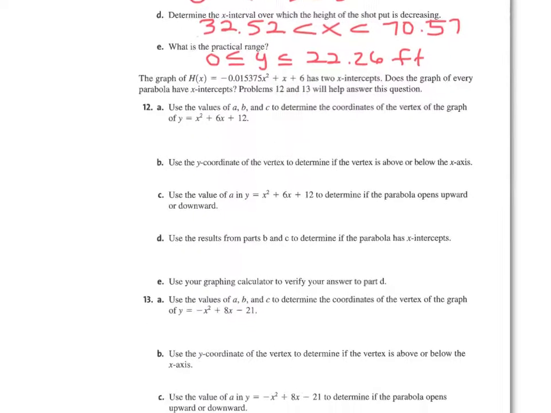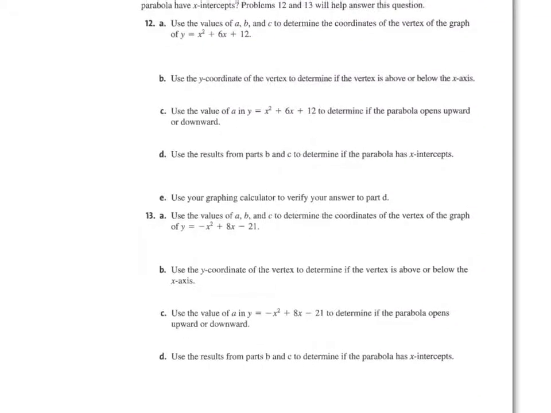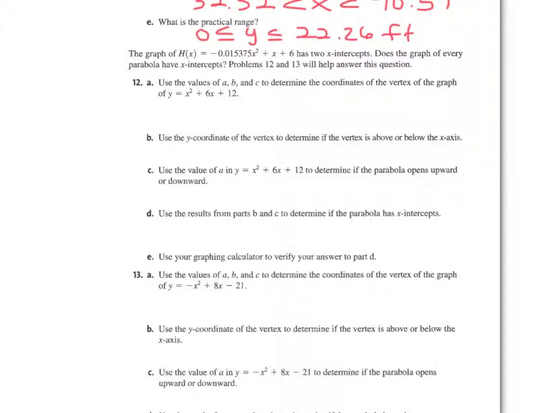So let's do another one where we find the vertex. I'm just going to pick one of these. Yeah, we'll do 12. So we've got this parabola y equals x squared plus 6x plus 12. We know the x part of the vertex is negative b over 2a. So that would be negative 6 over 2 times 1, which comes out to be negative 3. So that's the x part of my vertex.